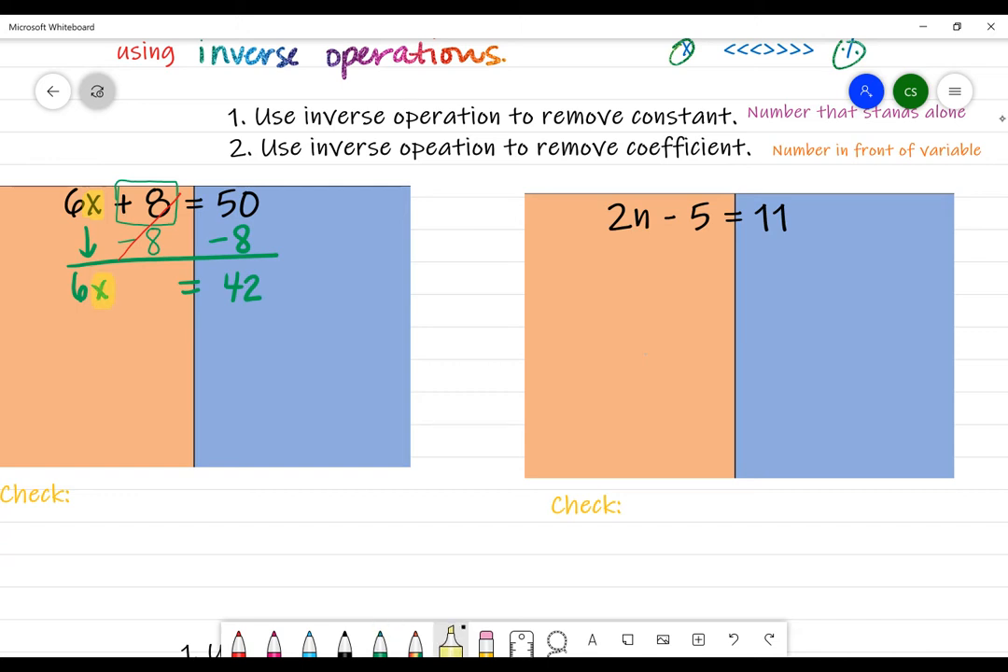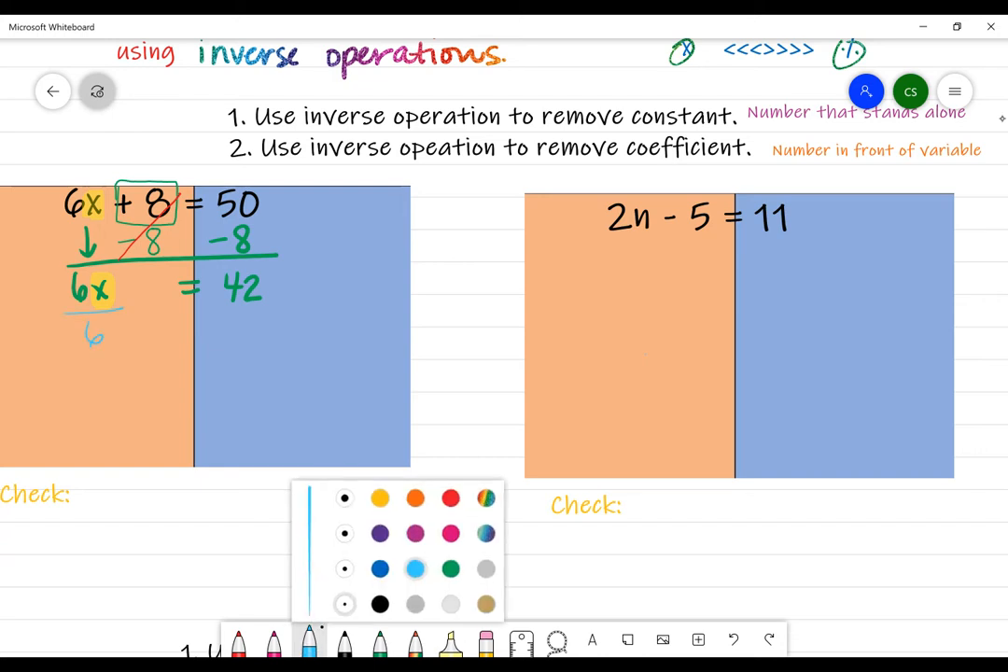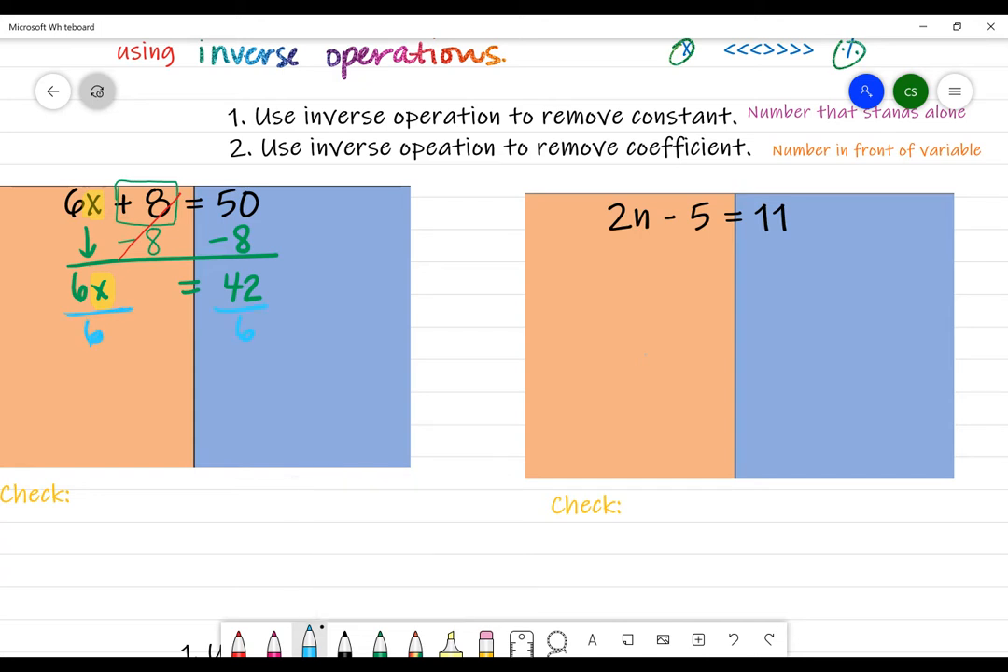Remember, the goal is to still solve for x. I want to isolate x. So now what's happening to it? 6 is being multiplied to it. That's letting me know that it's a coefficient because it's directly in front of the x. So what is the opposite of multiplying 6? It's dividing 6. And if I divide 6 from one side of the equation, I must divide 6 from the other side. Well, what happens when we divide 6 by 6? It cancels out. And I'm just simply left with x. And 42 divided by 6 is 7.